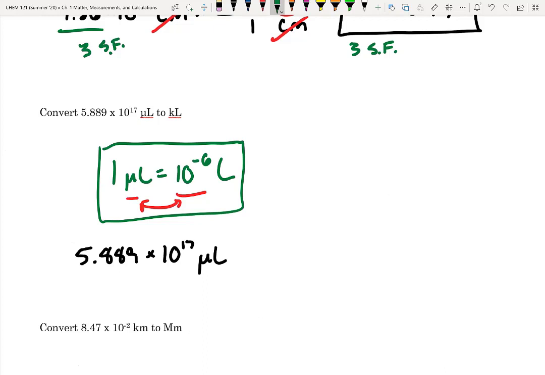But if you look over here, we're not trying to solve for liters, we're trying to solve for kiloliters. So let's try to define what a kiloliter is. So I'd say, well, 1 kiloliter has the prefix little k in front of it. So let's go see what that looks like.